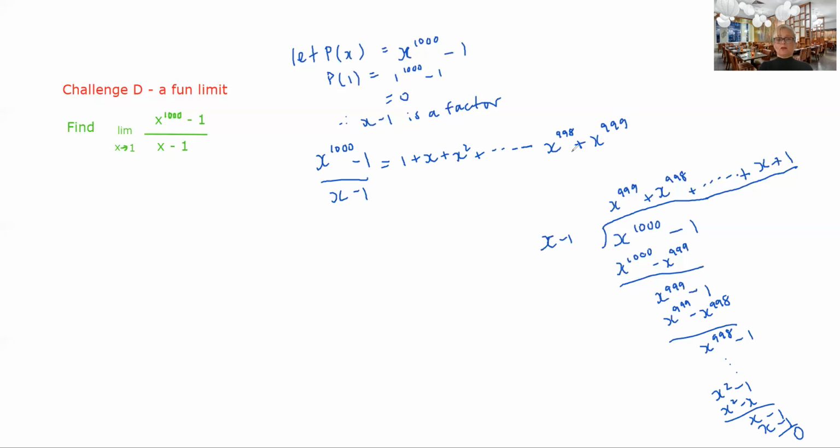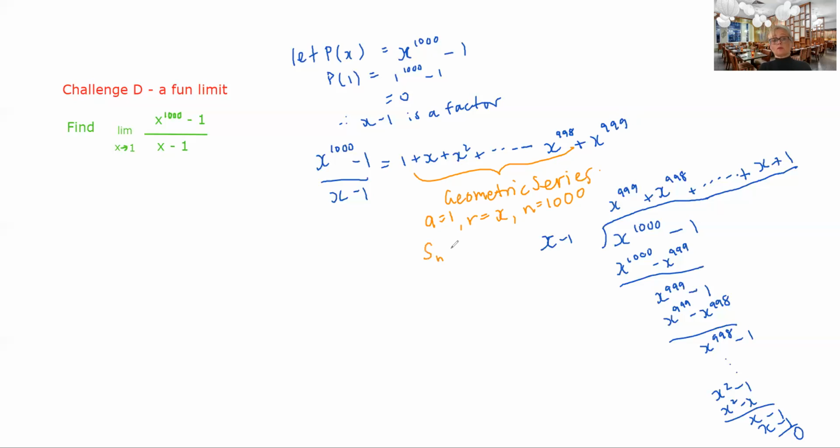What does this make you think of? Well, hopefully it does ring a few bells. This is a geometric series. You're multiplying by x to get each next term. We've got our first term is 1. Our r, what you're multiplying by each time, is x. Our n is 1000 because you've got 1000 terms.